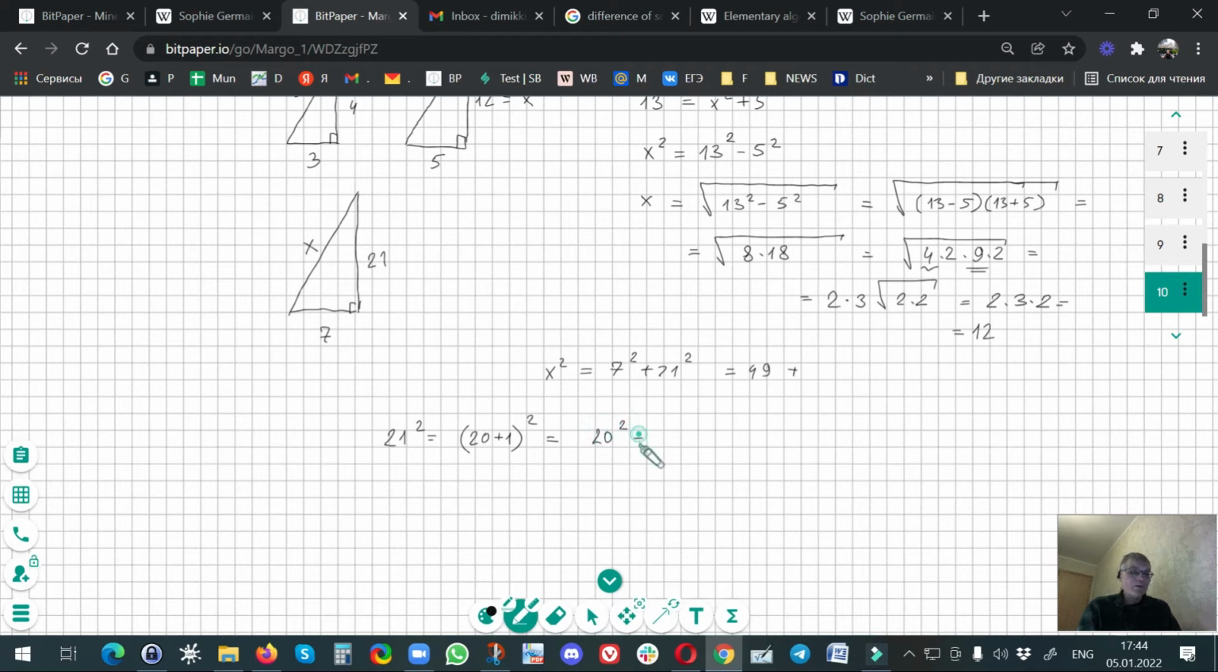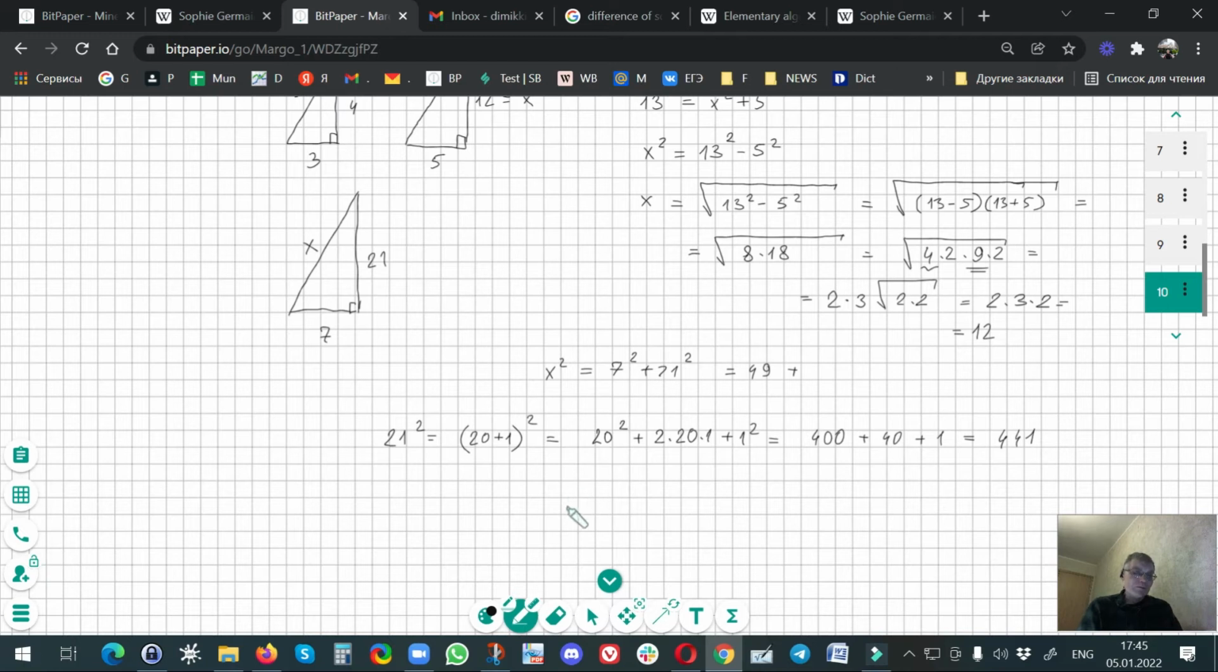20 squared plus double product, it means 2 times 20 times 1, plus 1 squared. 20 squared means 400 exactly. 2 by 20 means exactly 40. And 1 squared means exactly 1. It's 441. Here we go.